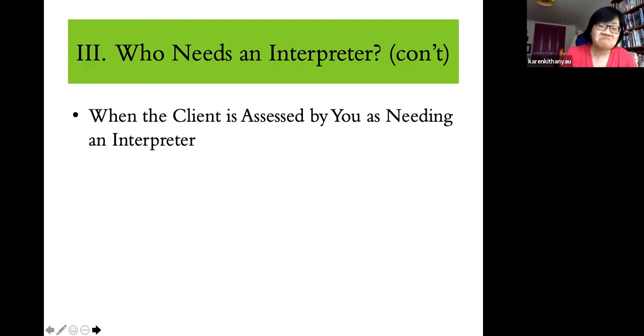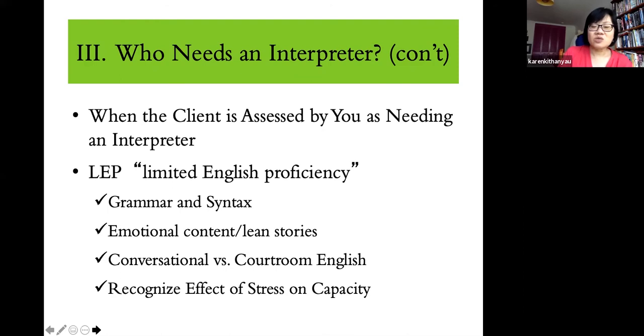Who needs an interpreter? Well, a client who's assessed by you as needing an interpreter. Very often after a brief conversation, you see that the client actually has very limited English proficiency. Her grammar and her syntax is off. She's giving you very lean stories, devoid of details and emotion. We also know that day-to-day conversation is very different from the English that we use in the law or in the courtroom. It's been said that people need to have about 2 years of education post high school in order to fully understand legal language. And we also need to recognize the effect that stress will have on how capable the interpreter is in continuing interpretation, and the effect of stress it would have on our client in telling us what happened to her.